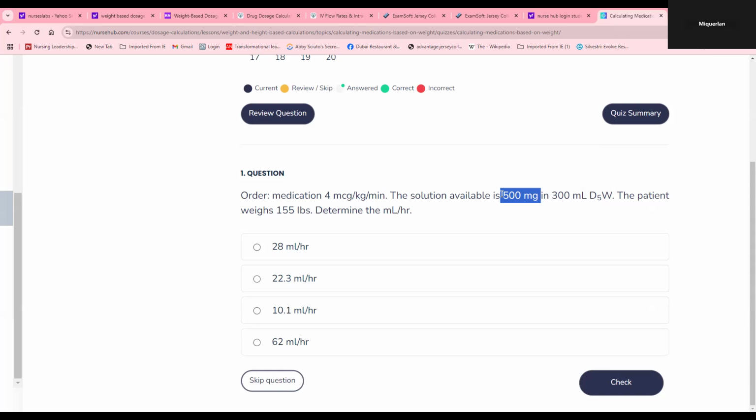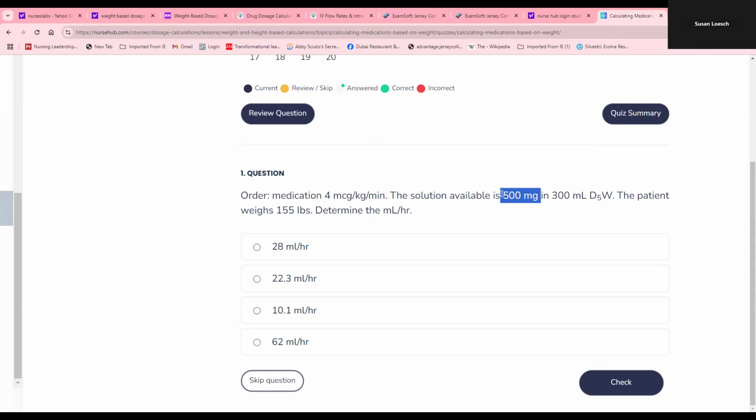I got 10.1. 10.1 what? mLs per hour. You got more than 10.1. You did not get 10.1 here. What'd you get? 10.14543. Okay. It's important that you understand.